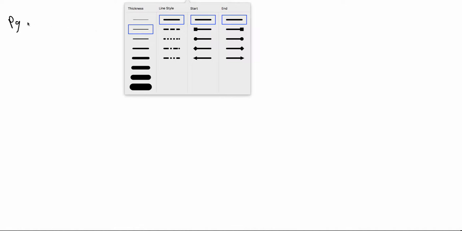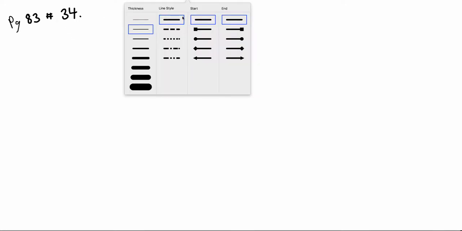Okay, so this is page 83, number 34. So this is a hard problem. It's a blue problem. So let's draw the picture first.